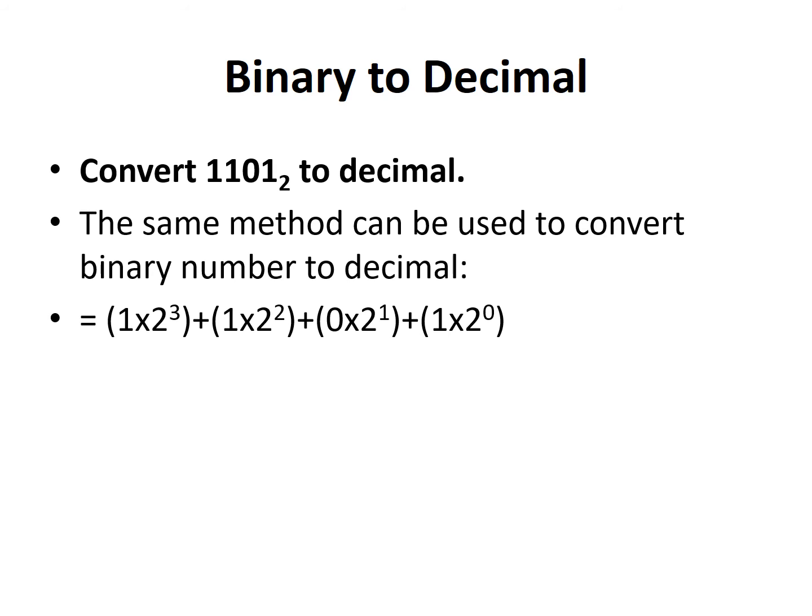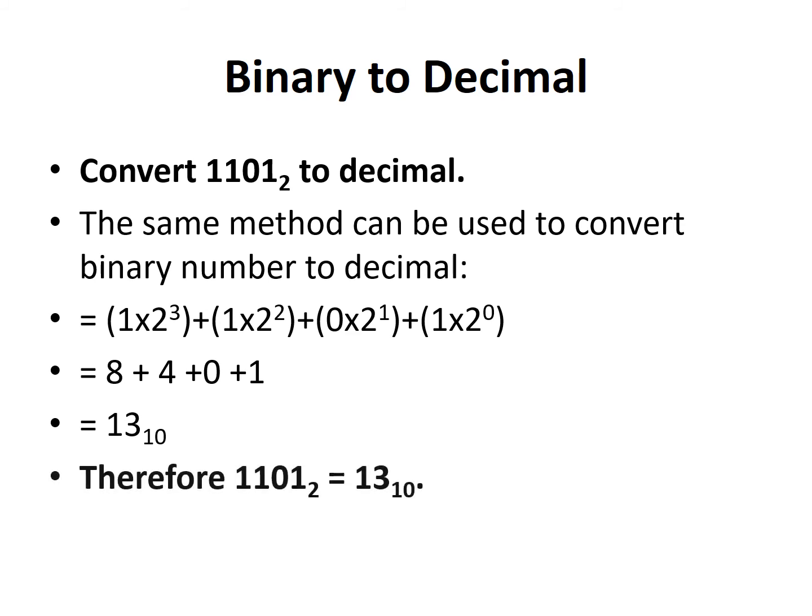So 2 power 3 is 8. Then 2 power 2 is 4, 2 power 1 is 2, then 2 power 0 is 1. So 8 plus 4 plus 0 plus 1. So the value is 13 base 10. So 1101 base 2 is converted into decimal as 13 base 10.